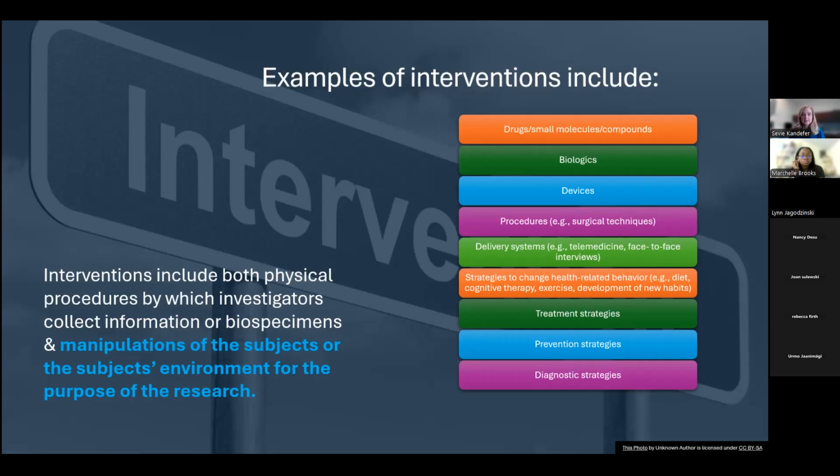Procedures, if you might be looking at different surgical techniques, that would be considered an intervention. Delivery systems. So if you have a study where you're interviewing people face to face versus virtually, that delivery system is the intervention. Strategies to change healthcare or to change health-related behaviors. If your study is looking at diets, therapies, exercises, changing or developing habits, those are interventions. And so are treatment strategies, prevention strategies, and diagnostic strategies.